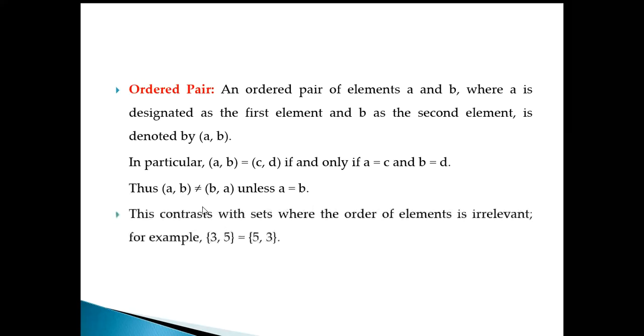Next, if we talk about sets, earlier we studied sets. In a set, if we have the set {3, 5} and another set {5, 3}, these sets are equal, because in sets order doesn't matter. But if we talk about ordered pairs, and we have the ordered pair (3, 5) and another ordered pair (5, 3), these are not equal. Why? Because here 3 is not equal to 5 and 5 is not equal to 3. So ordered pairs like this are not equal.